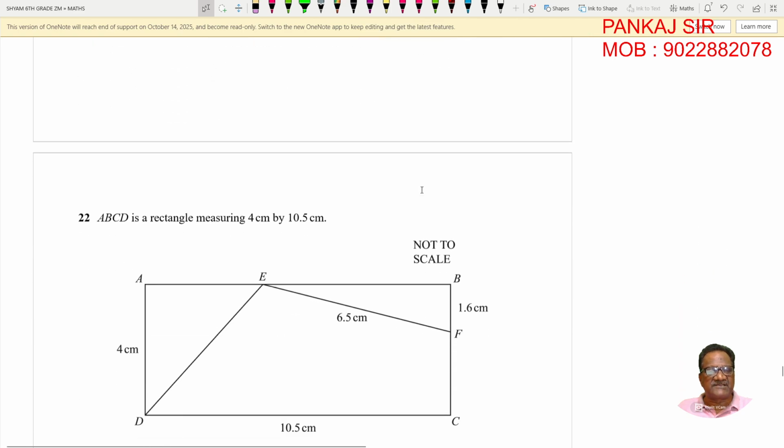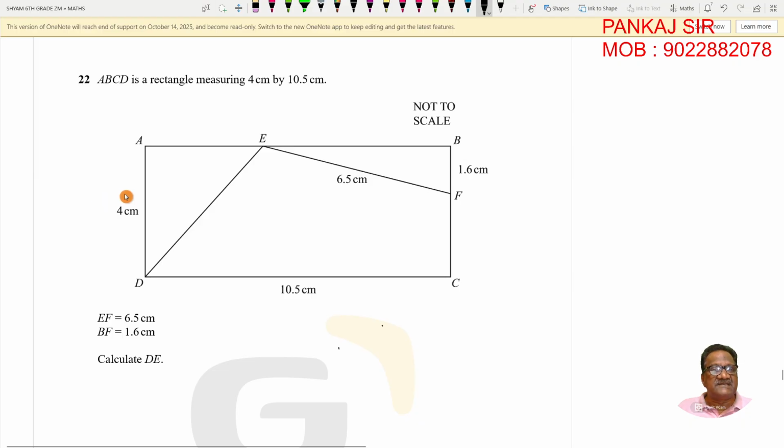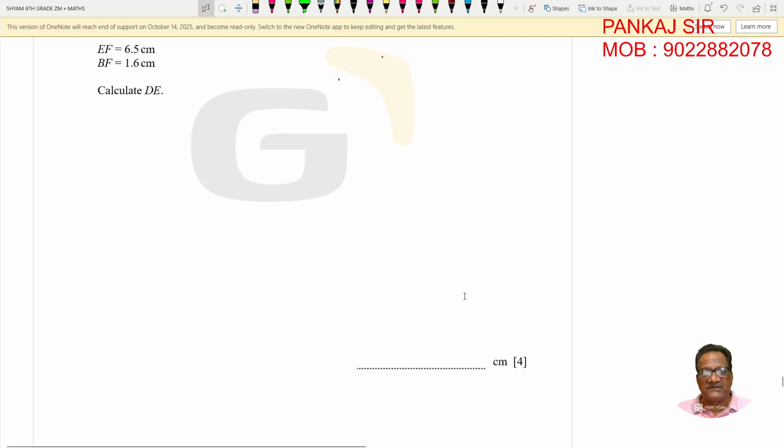Let us go to the next one. 22. Now 22 says that ABCD is a rectangle. Okay, and it is 4 by 10.5. So this AD is 4 and this CD is 10.5 centimeter, right? That is given to you. EF is given to you as 6.5 and BF is given to you as 1.6. You have to calculate DE. Okay, so where is DE? This one. This DE you have to calculate. So that is the question.